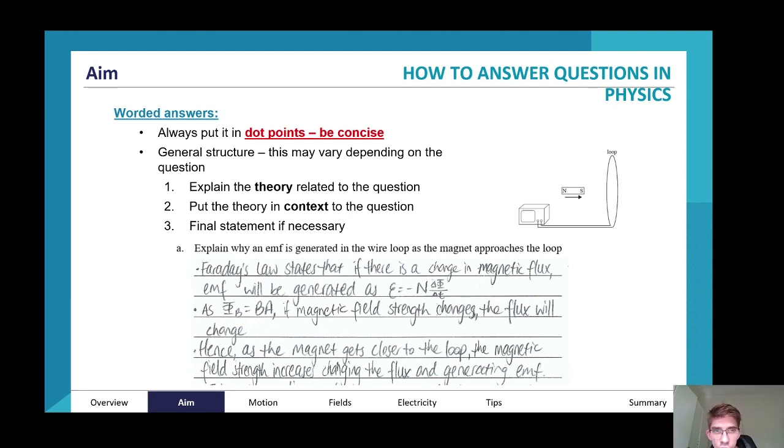As we said, you need to explain the theory related to the question first. That is, Faraday's law states that if there is a change in magnetic flux, EMF or voltage will be generated, as in the equation: voltage is negative N multiplied by change in flux over change in time, which is essentially the derivative of a flux-time graph, multiplied by the number of loops in a particular coil.